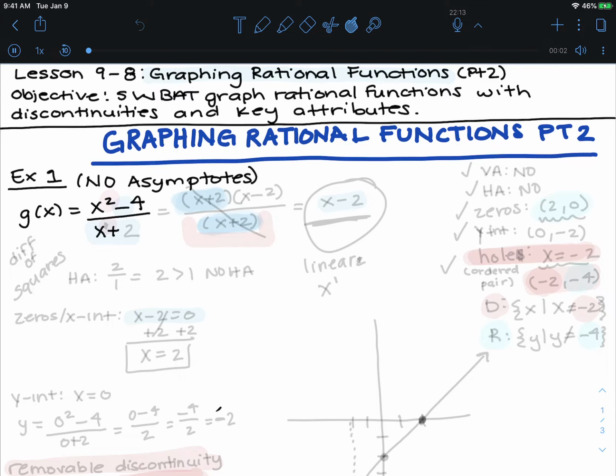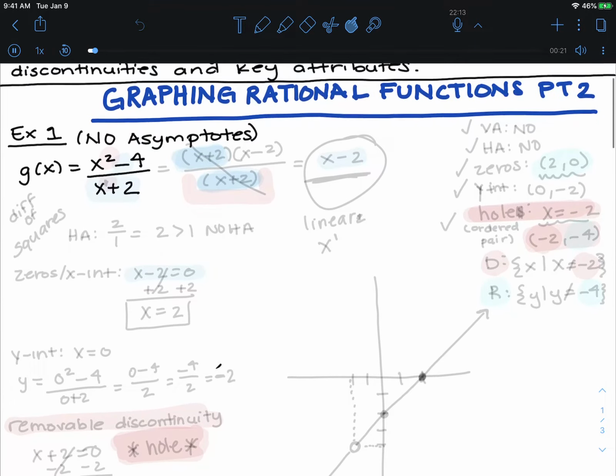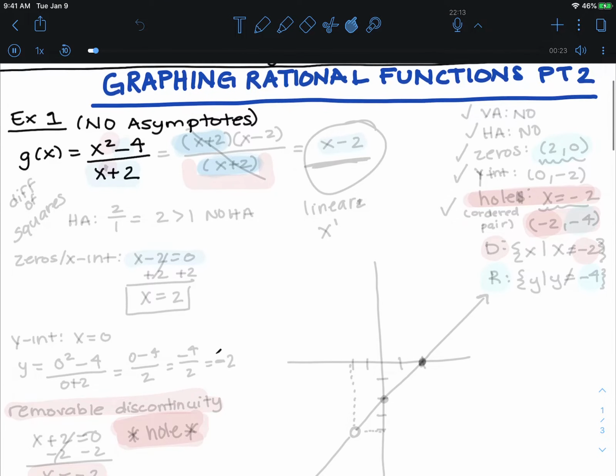This is going to be part 2 of the previous lesson, when we're graphing rational functions again, but we're going to have different examples for this one, so just be ready for it. Okay, so we're going to start with example number 1, where we're going to have no asymptotes. So you have g of x equals that function right there.